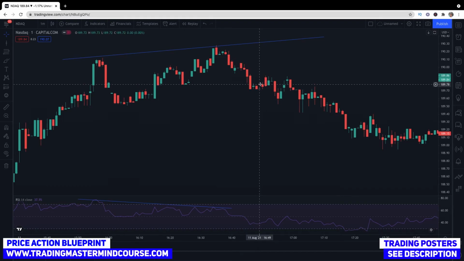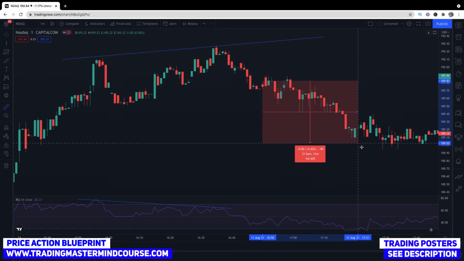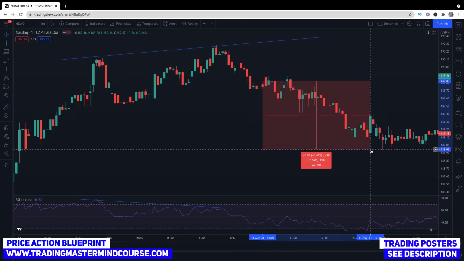We then have a pullback with some candle signals. We've got some pins to the upside. And in this sort of area, that is where we will look to take our sell position. And as you can see, with our stop right over there, it's small. It's a 1 minute chart. That's a 50 pip stop. And very, very quickly and easily, we would have got 40 pips, easily 70, 80, 90 pips.